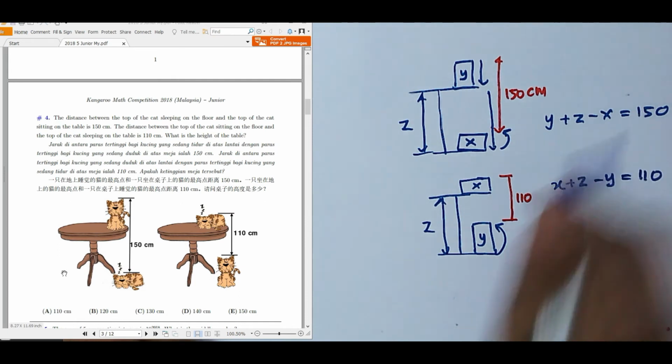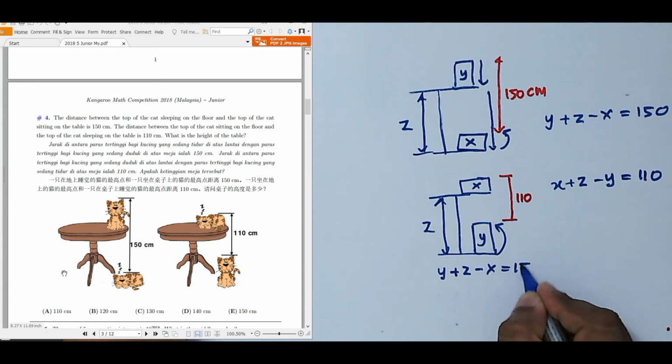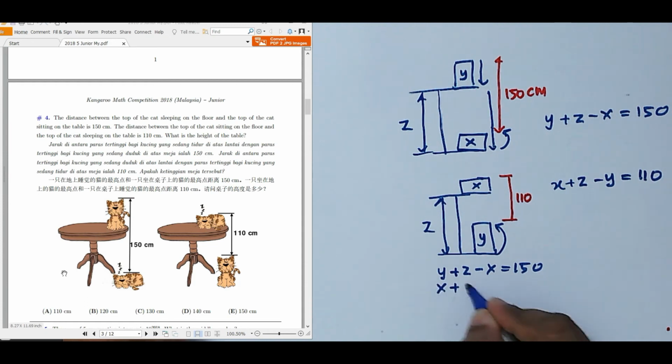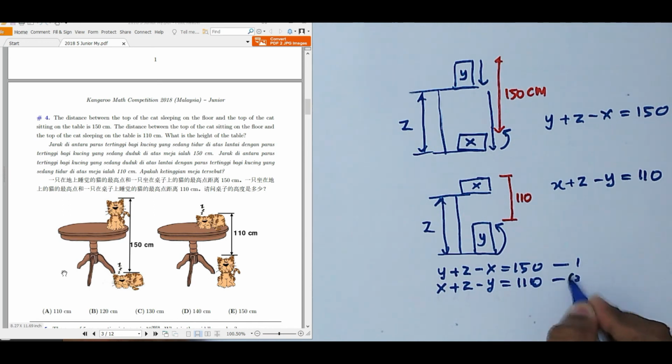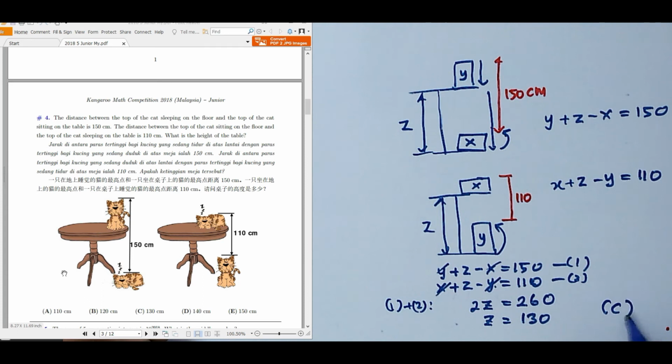Look at equation 1 and equation 2. Equation 1: y plus z minus x is 150. Equation 2: x plus z minus y equal to 110. So equation 1 plus equation 2: y minus y we can cancel, x minus x we can cancel, we are left with 2z equal to 150 plus 110, which is 260. So z is 130. The height of the table is 130, which is answer C.